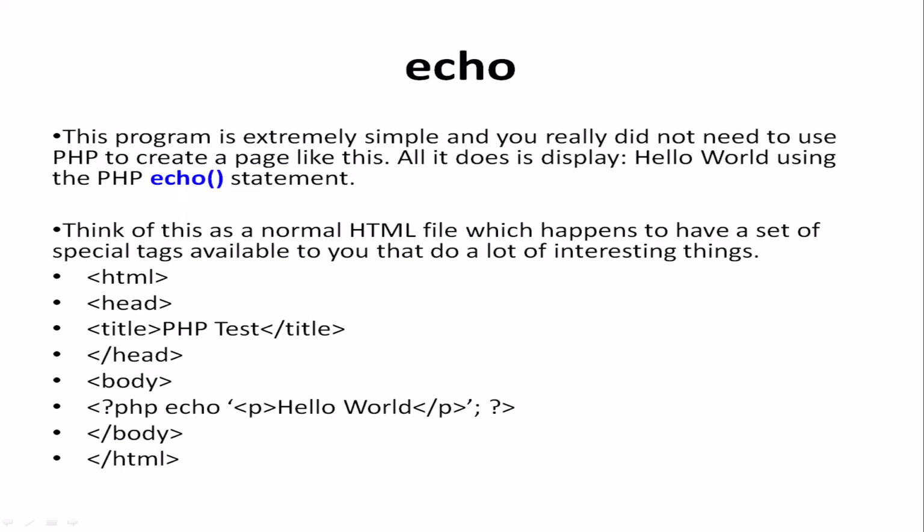Next, here it is going to display the echo. What are the tags which are going to show in the echo? Echo is going to print something on the screen. It is going to show the paragraph called hello world. So this is a text which will be displayed on the screen.